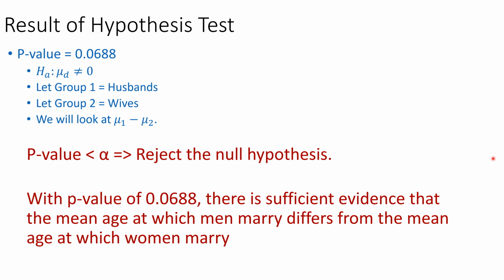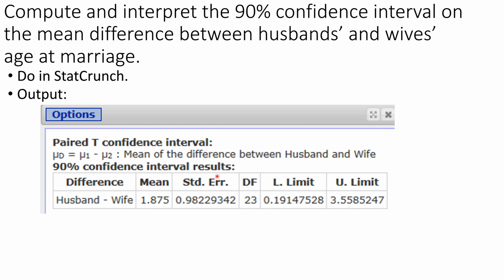You can read this slide by yourself. Next, we want to compute and interpret the 90% confidence interval on the mean difference between the husband's and the wife's age at marriage. We also do it in StatCrunch. Try to reproduce this result by yourself. I have shown you how to use StatCrunch in example 1. If you cannot reproduce this result, you can send me an email and we can arrange an office hour.